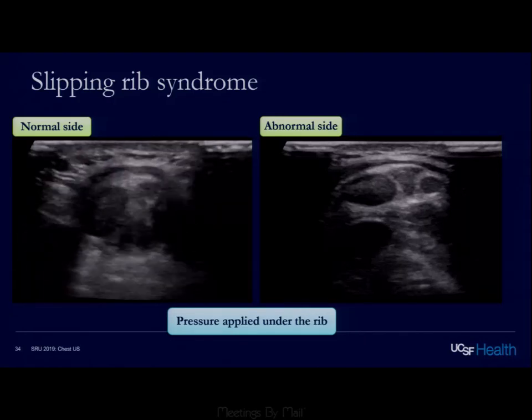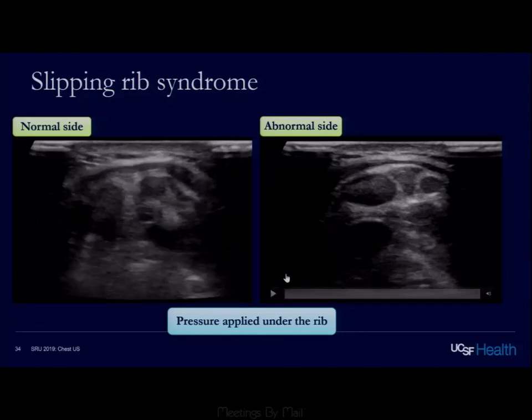I'll let that stop playing. Okay, and then compare that to the abnormal side.